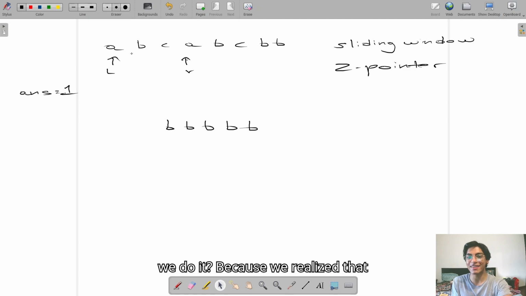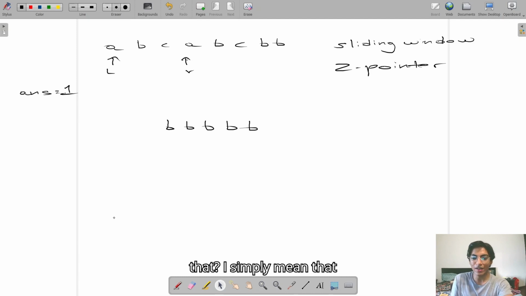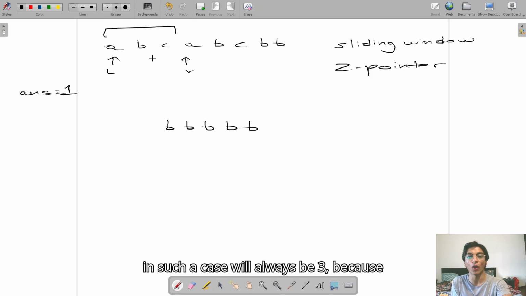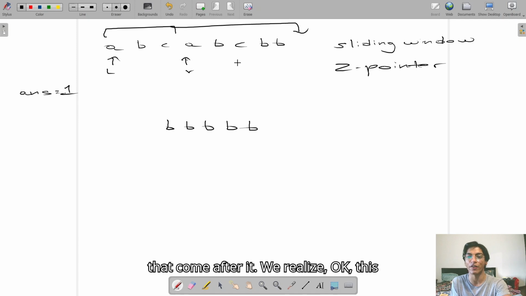Because we realized that in this particular position, every substring that starts with A has already reached this limit. What do I mean by that? I simply mean that for any substring that starts with this left position, the maximum length of a valid substring will always be 3, because after that we have encountered this one duplicate A, right? So we don't really need to test all the other combinations that come after it.